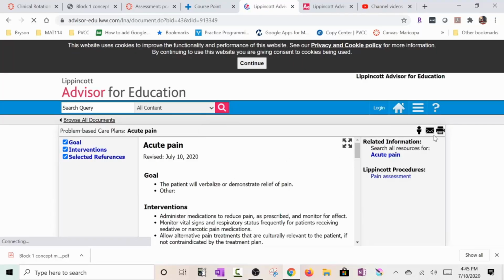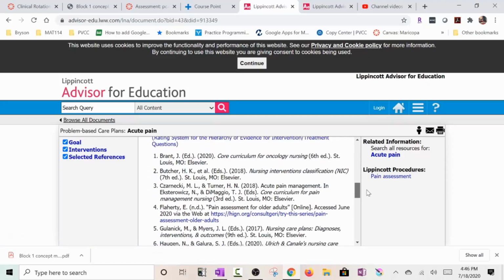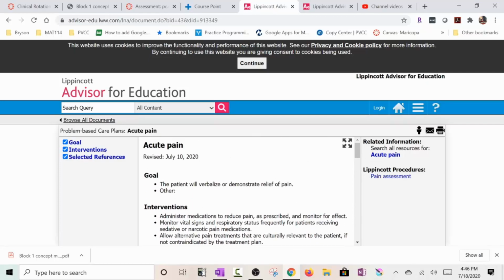And what you're going to see here is that in this acute pain, we have the patient will verbalize or demonstrate relief of pain. Sounds pretty good for Miss Carla Tompkins. And here are some interventions that we'll do for her. And when we get to the interventions area, we can refer back to this so you remember. Okay, so we're good there. We have validated that acute pain is going to be a good NANDA diagnosis. So we had put pain before, but actually it should say acute pain because there's also a chronic pain.